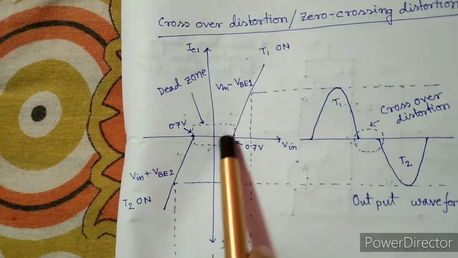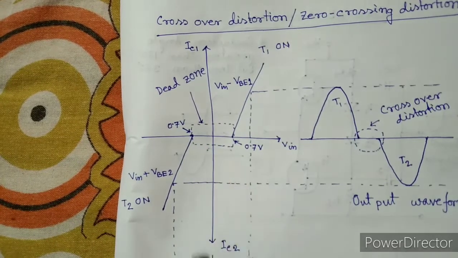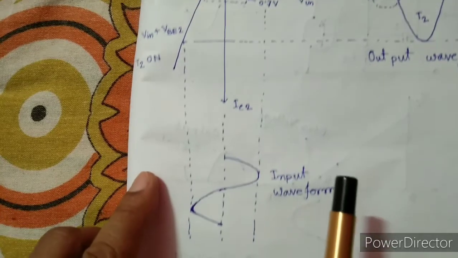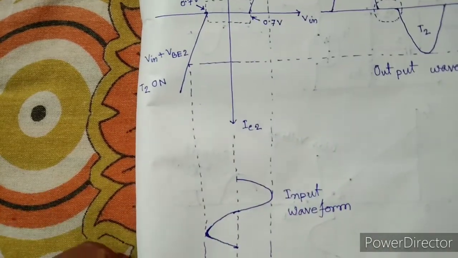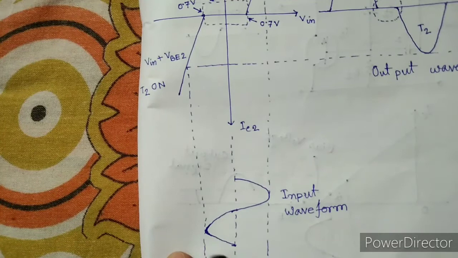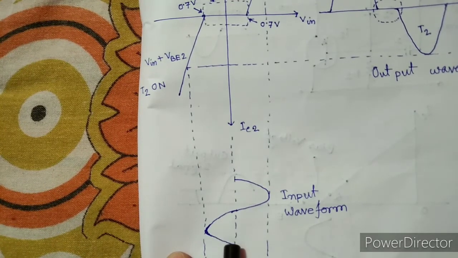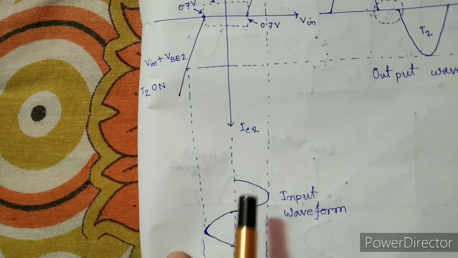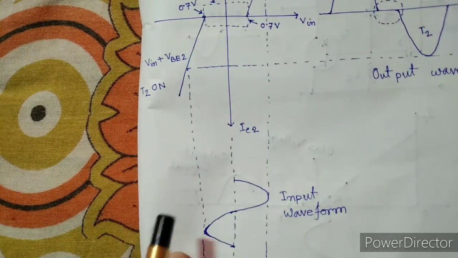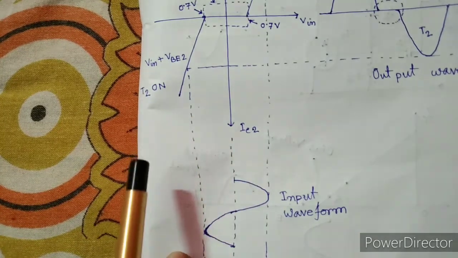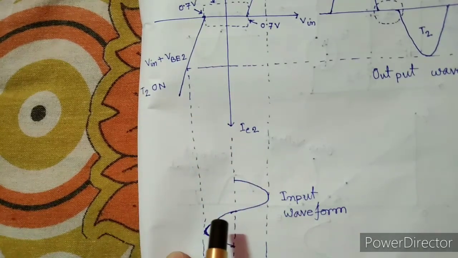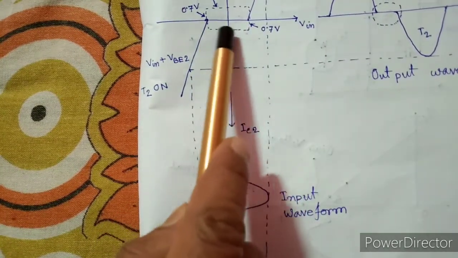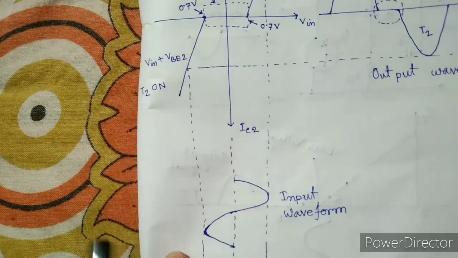Now, due to this potential drop, if we see the input signal, only if the input potential is greater than 0.7 will the transistor turn on, otherwise the transistor will not turn on. So, this is your dead zone where the transistors will be off.